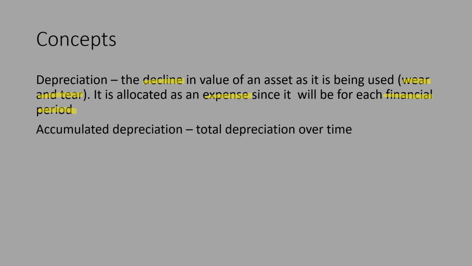Right, accumulated depreciation is the total depreciation over the years. If you hold an asset for 3 years, depreciation will be charged for those 3 years. Then depreciation for the 3 years will be called accumulated depreciation. So every year you charge depreciation, and you add to an account called accumulated depreciation. That account holds all the depreciation for that particular fixed asset over the years.